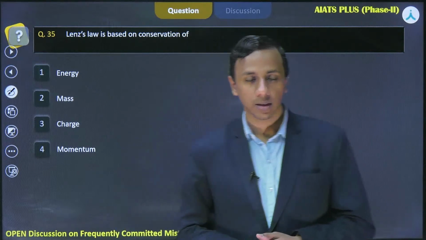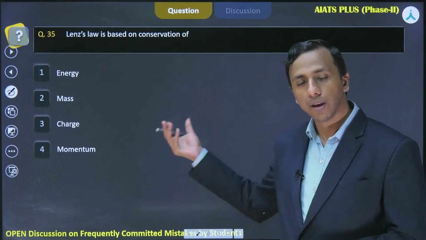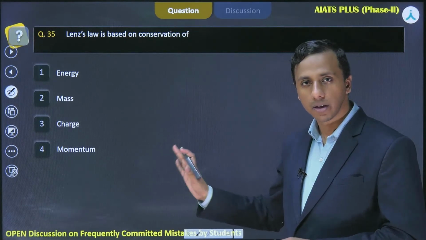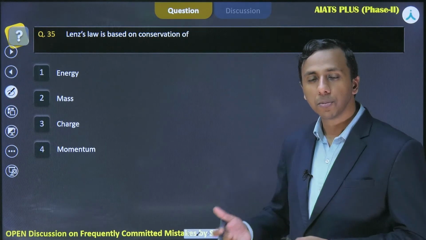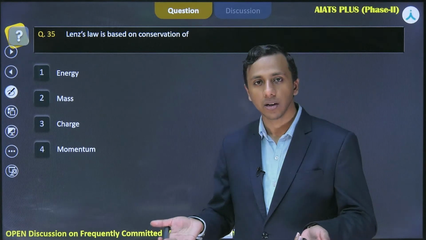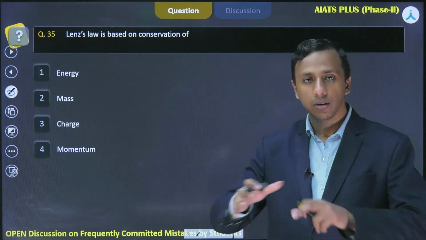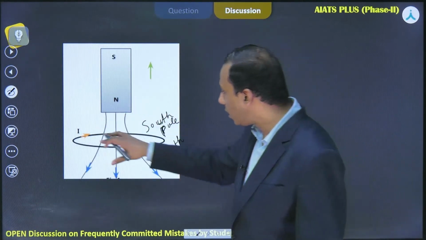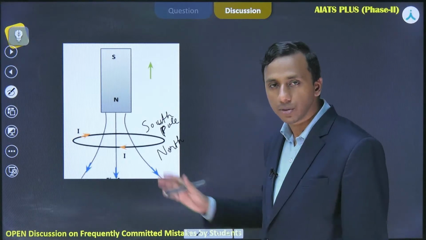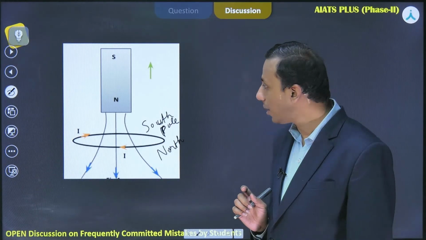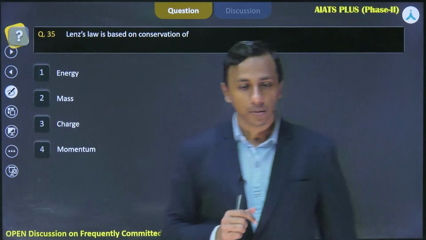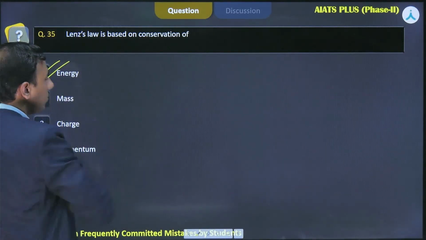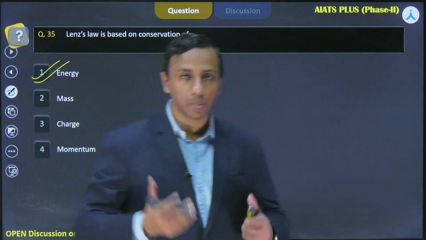See this one, Lenz law is based on what? It will be based on conservation of energy. This is a pretty basic theoretical question, because remember there should be no loss of energy. There is no external agent trying to do some work or anything. You only had a coil and a magnet over here. So there should be no loss of energy. Lenz law makes sure of it, which is why we say there will be conservation of energy.